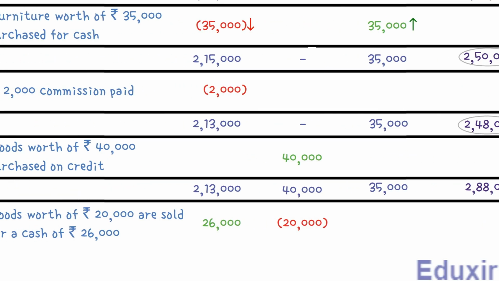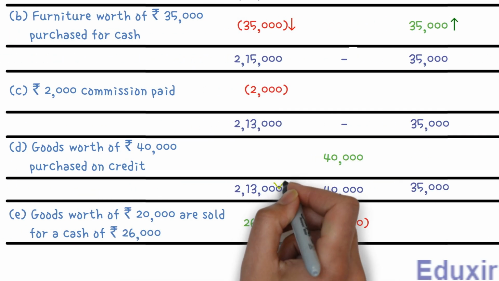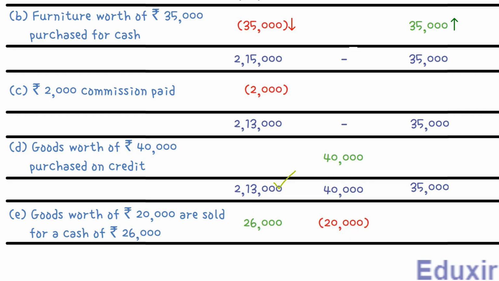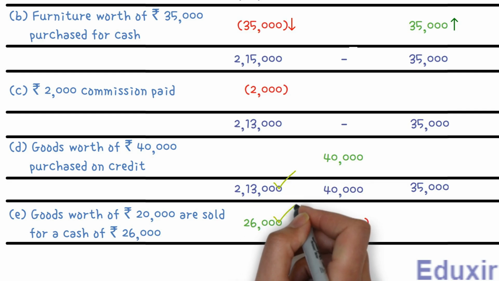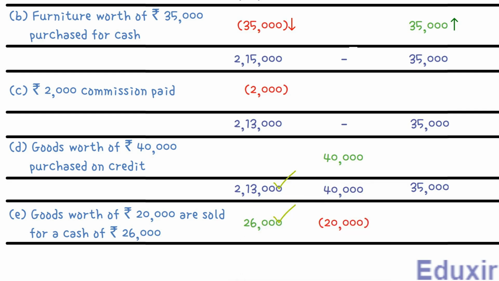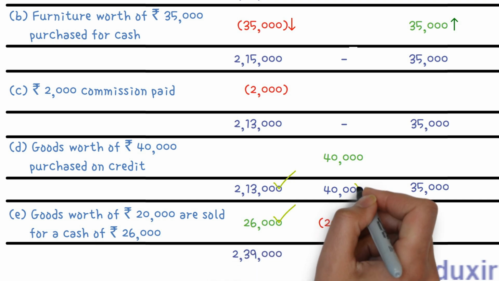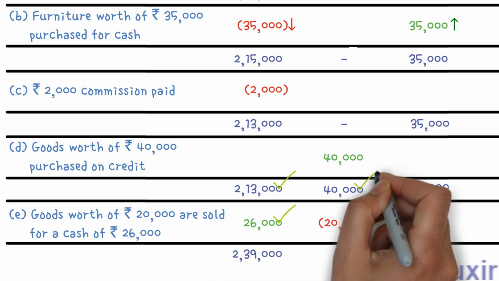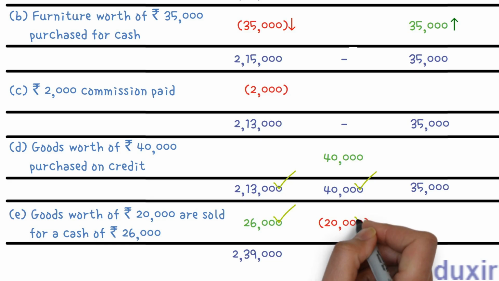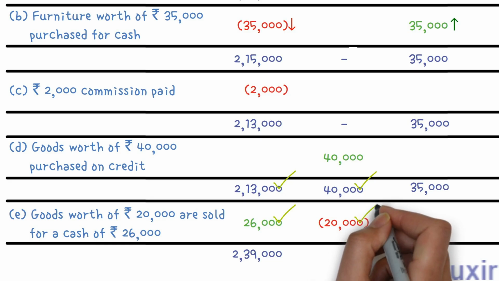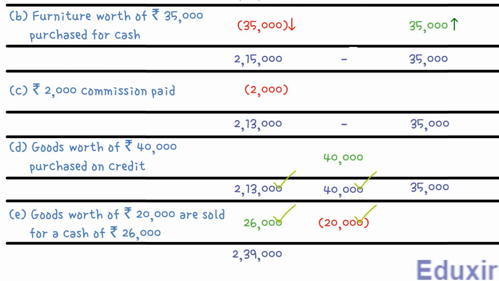So, at the end of this transaction, to the existing cash of 2,13,000 rupees, if we add 26,000 rupees of cash received, the business will now have 2,39,000 rupees of cash. And from the existing stock of goods worth 40,000 rupees, if we subtract the cost of the sold goods, which is 20,000 rupees, the business will now have 20,000 rupees worth of goods. There is no change in the furniture and it will remain the same as 35,000 rupees.